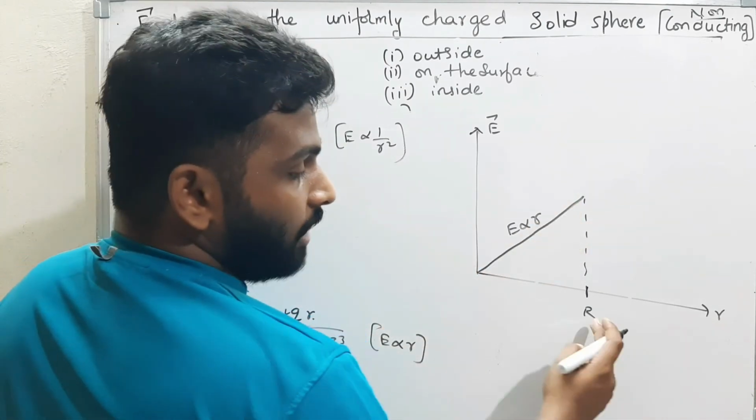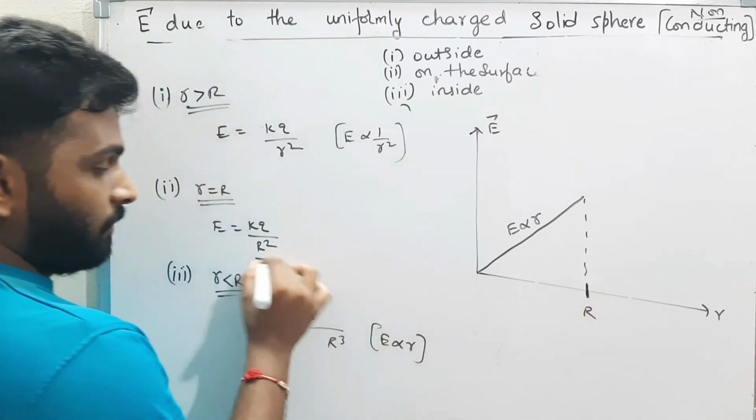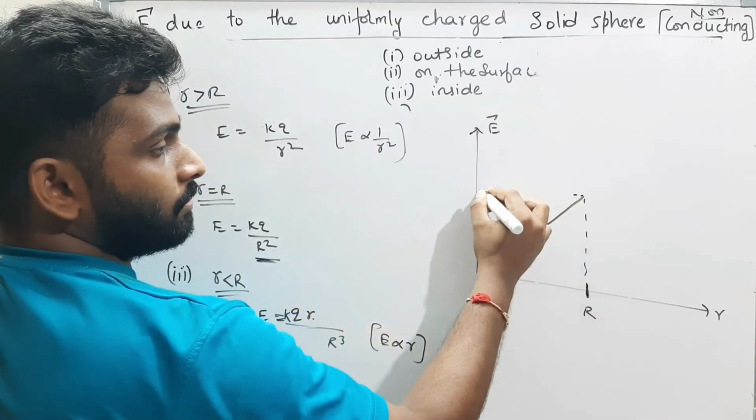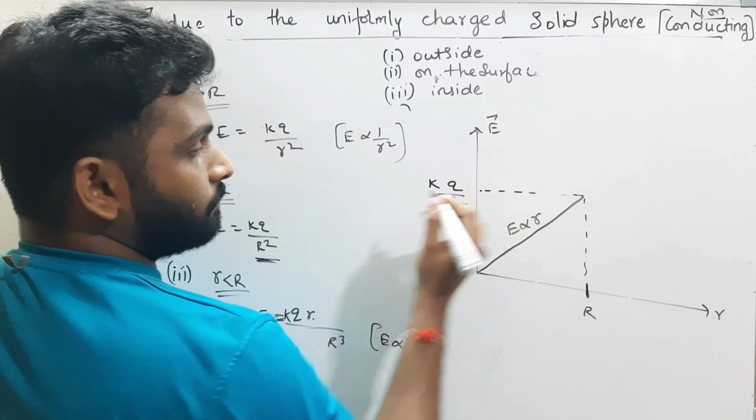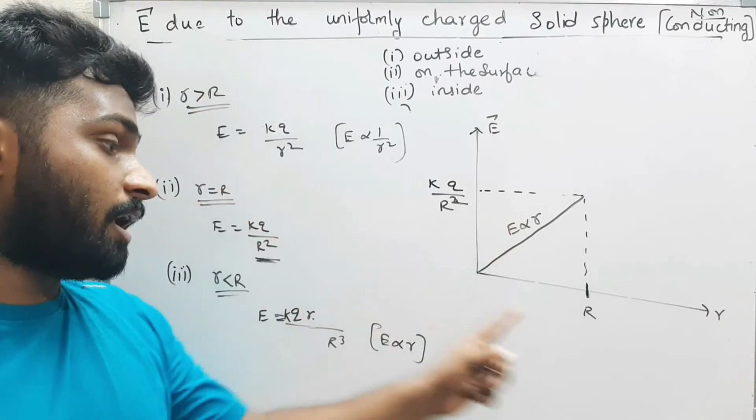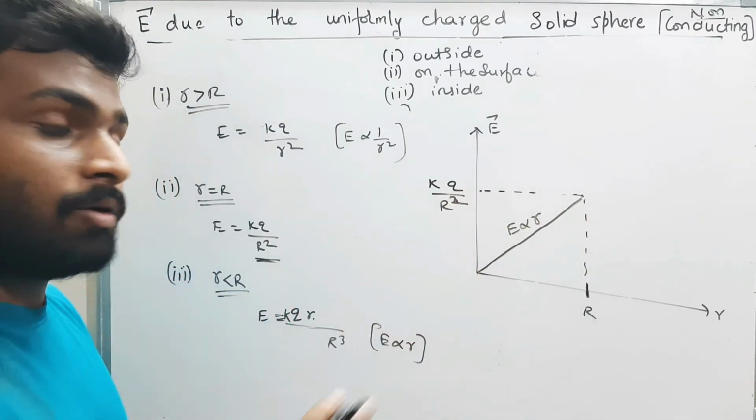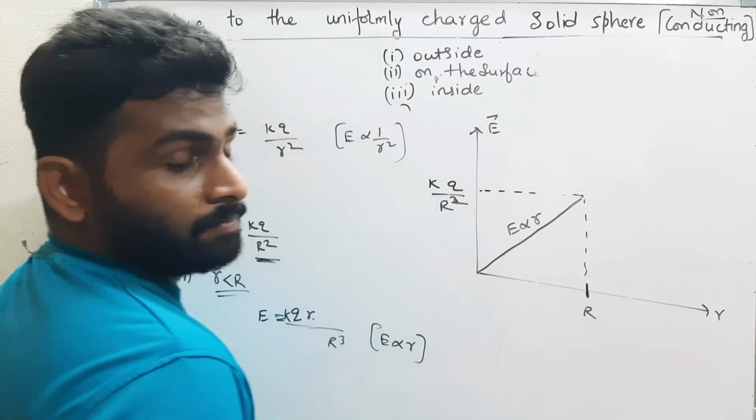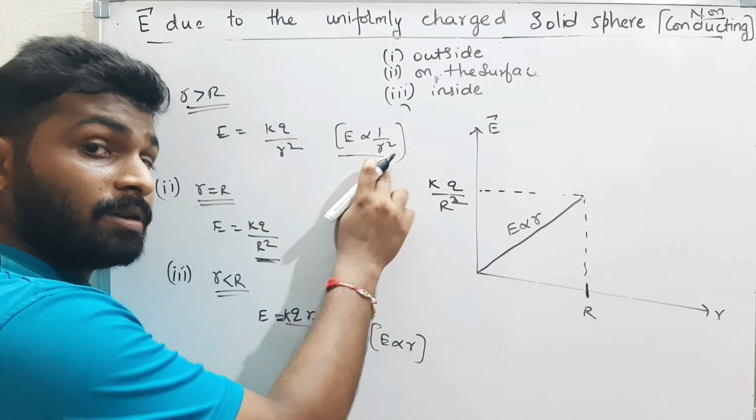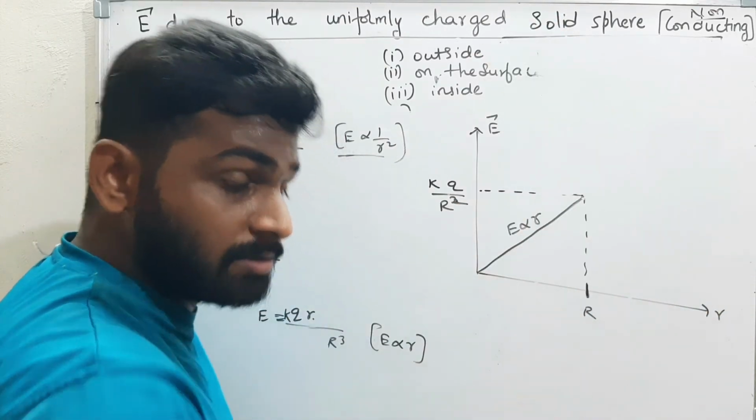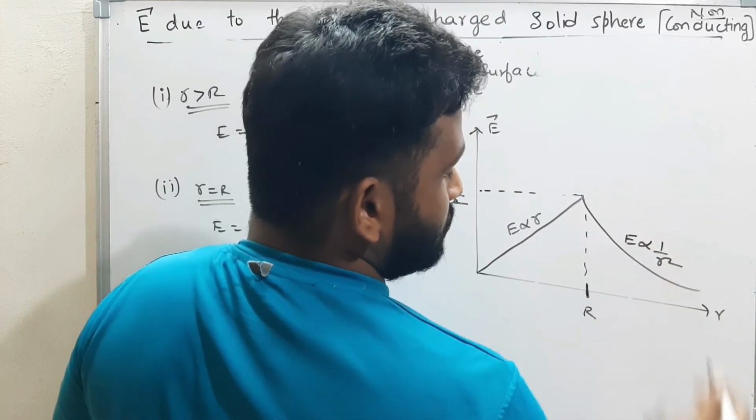Now when small r is equal to capital R, at this point, what is the electric field? It is kq by capital R square. Now, when r is greater than capital R, what happens? The electric field is inversely proportional to r square. That means as the distance increases, the electric field gradually decreases. Therefore, it is a curve.